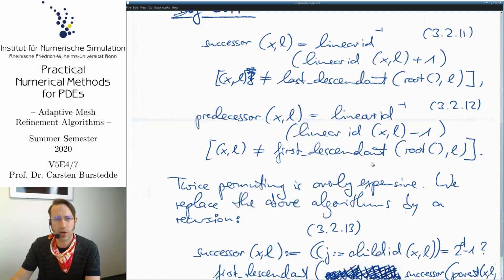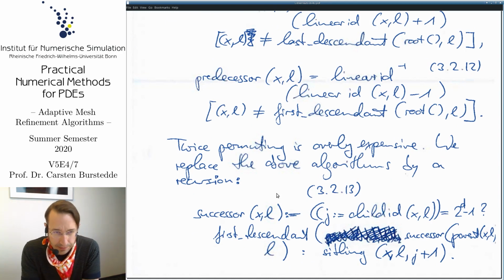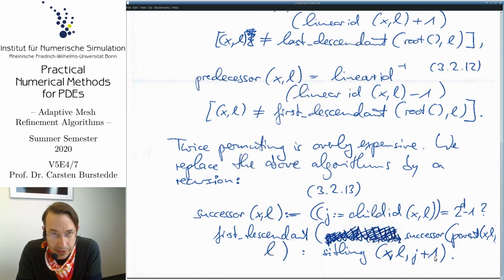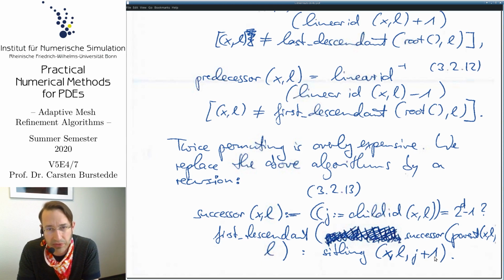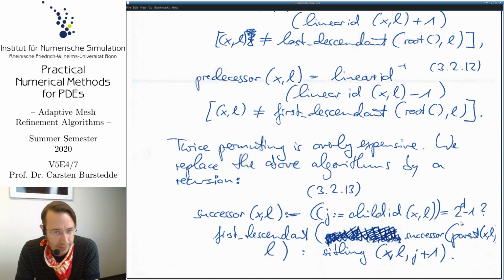Of course, we have to do 2 of those permutations, big I and big I inverse, and that is overly expensive in practice, especially since we have to write a loop over all the levels little l. So we could replace this by a recursion that is actually quite spiffy here. So successor of XL, what would this be? Let's do the easy part. We could just take the sibling of XL, but with the child ID incremented by 1. So that's a very easy function to call. But what if j, the child ID, is already the maximum of 2 to the power of d minus 1, this one here? Then sibling is not legal to call.